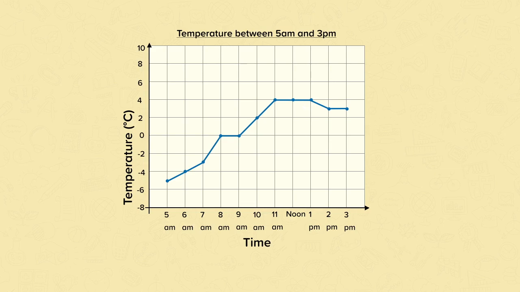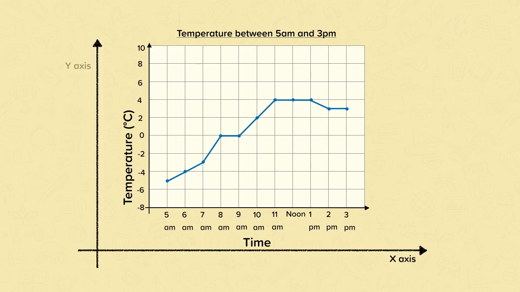and 3 p.m. Before we can interpret information from a line graph, we need to make sure that we understand the difference between the x-axis and the y-axis. The x-axis is the horizontal axis, which here shows the time, and the y-axis is the vertical axis, which here shows the temperature. We can see from this graph that the values on the y-axis go below 0.